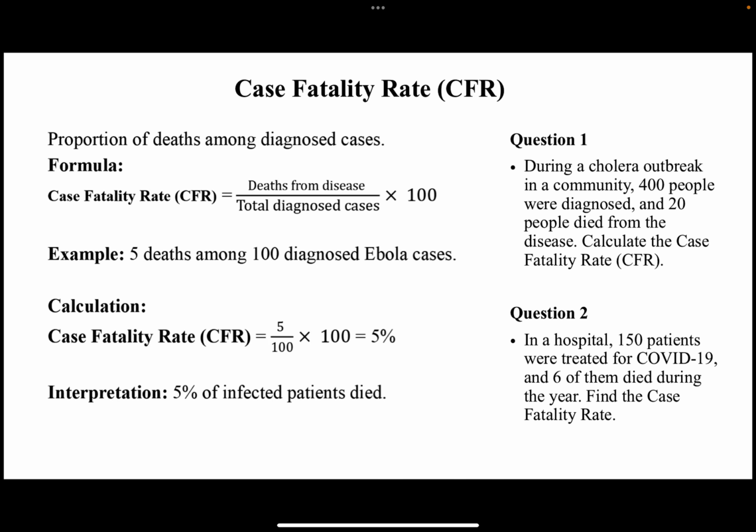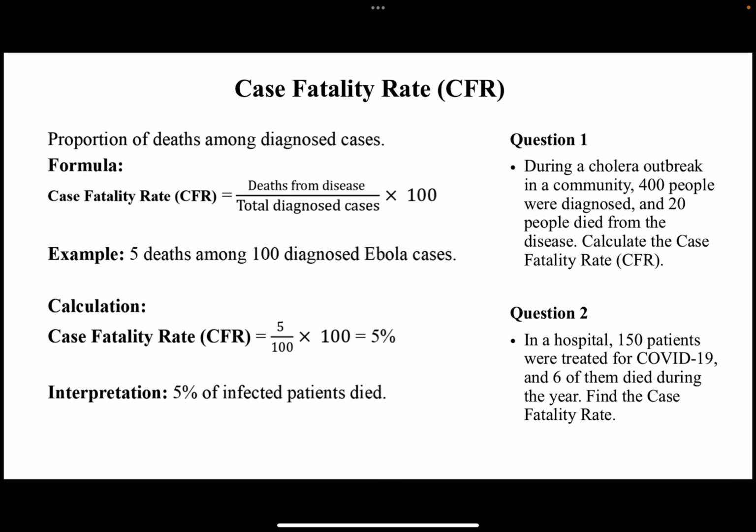In a hospital, 150 patients were treated for COVID-19 and 6 of them died during the year. Once you are in the hospital, you should know those 150 people were diagnosed, because the hospital wouldn't treat anyone with COVID-19 without making a diagnosis. Find the case fatality rate. How many people were diagnosed? 150. How many died? 6. So 6 over 150, then you multiply by 100.